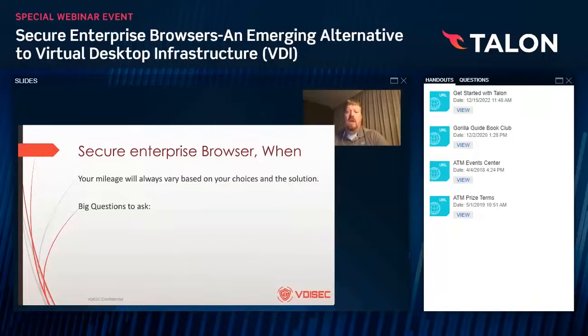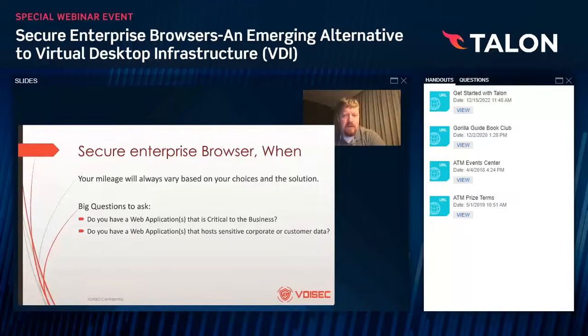So when should you use that kind of secure enterprise browser? Your mileage is always going to vary based on your solutions, right? And so the big question I've asked is, do I have a bunch of web applications that are critical to my business? And it's probably not just one. There's probably more than one website. The most common that everyone always talks about is Salesforce, your CRM, where you keep all the stuff. And now there's a lot of EMRs that are like that too. And there's some banking apps and things like that in there too.